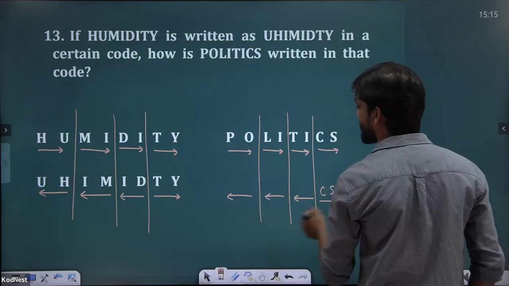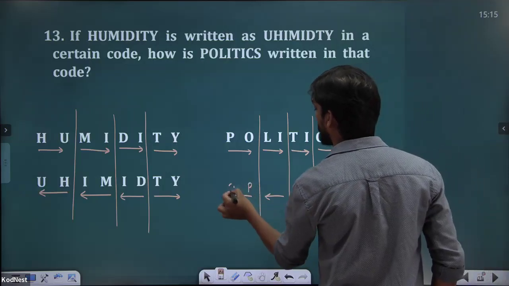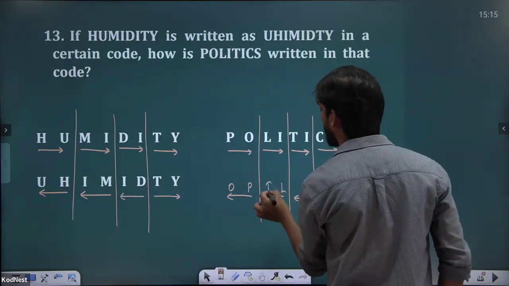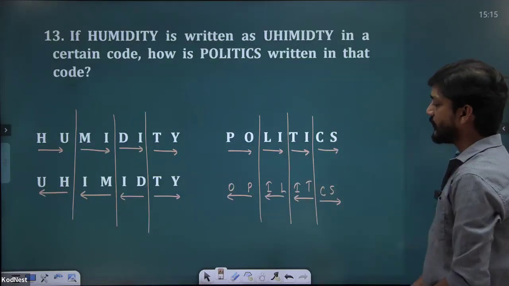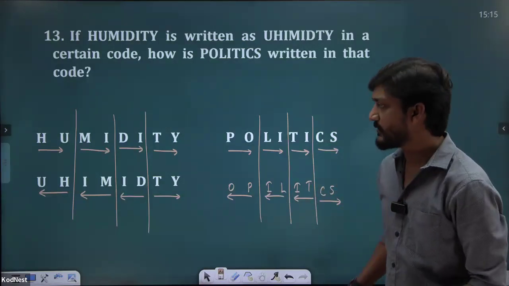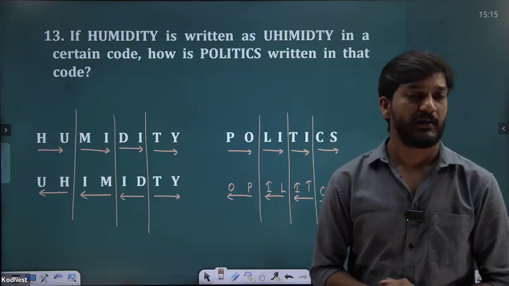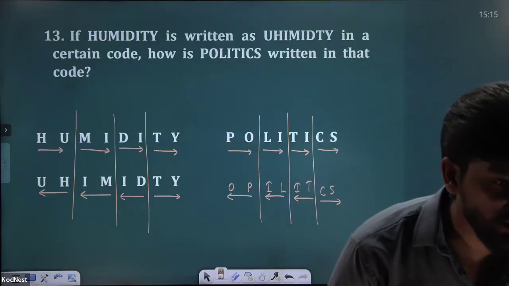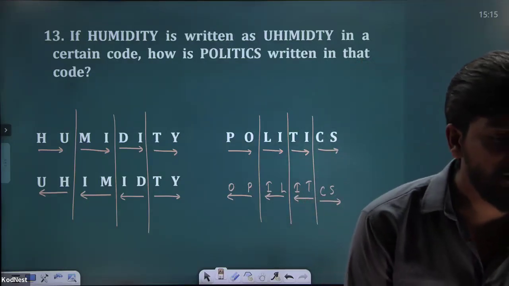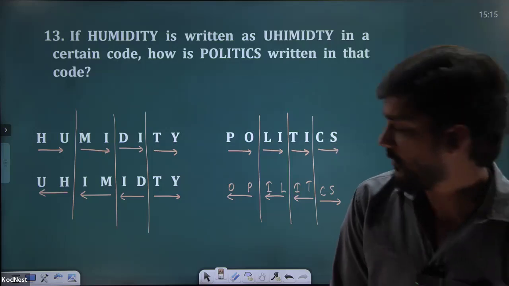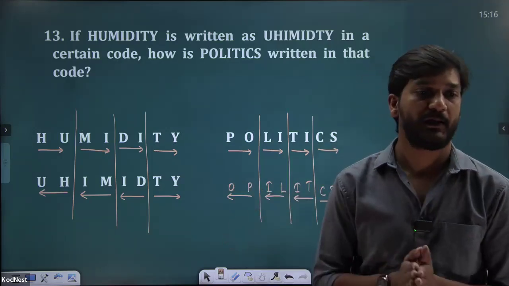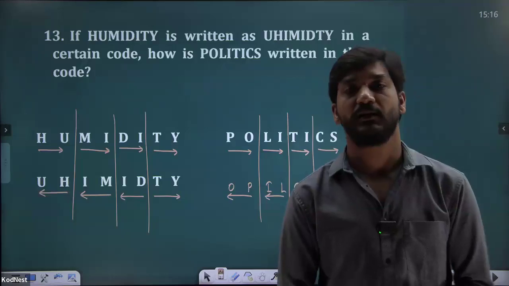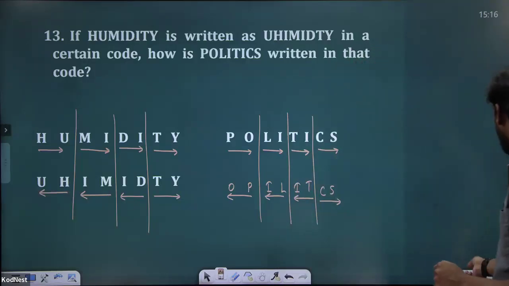So this will be CS. Now PO, LI, TI, and CS. So this will be the code of this word. All right. Most of you have got the same answer. Please check this, Alfia Faisal. It is not OP, UP, it is OP. Okay. All right. Now see the next one.